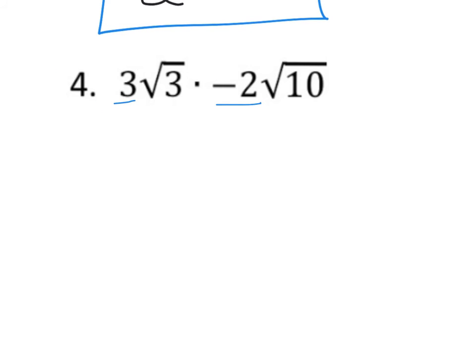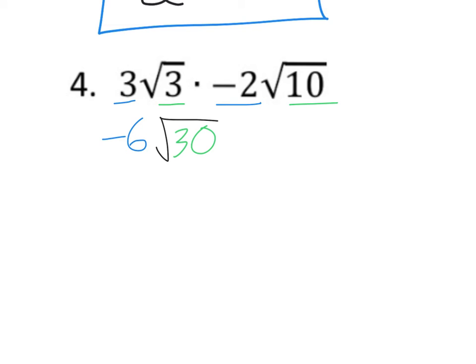Outside times outside equals outside. 3 times negative 2, negative 6. Bring down the square root. 3 times 10, inside times inside equals inside. 30.